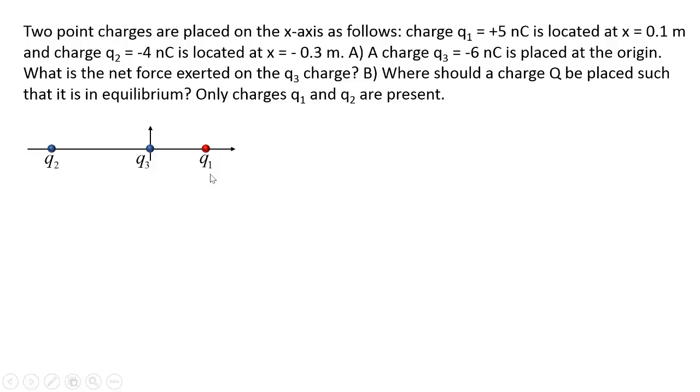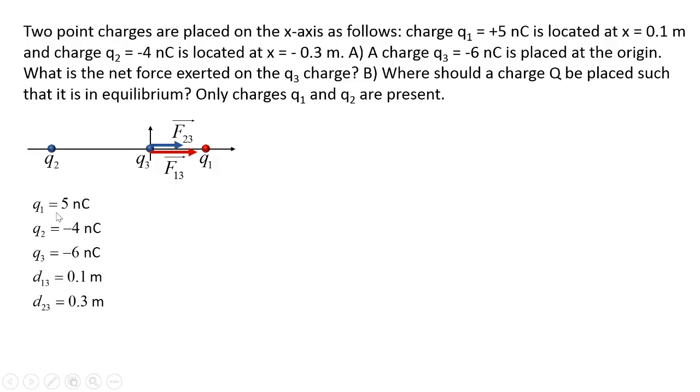Because Q3 and Q1 are of opposite sign, the interaction force between them will be attractive. So the force applied by Q1 on charge Q3 will be oriented towards Q1. Q2 and Q3 are both negative charges, so they repel. The force applied by charge Q2 on Q3 will be away from the charge Q2. As you can see, in order to find the net force acting on charge Q3, we basically need to find the sum of these two forces.